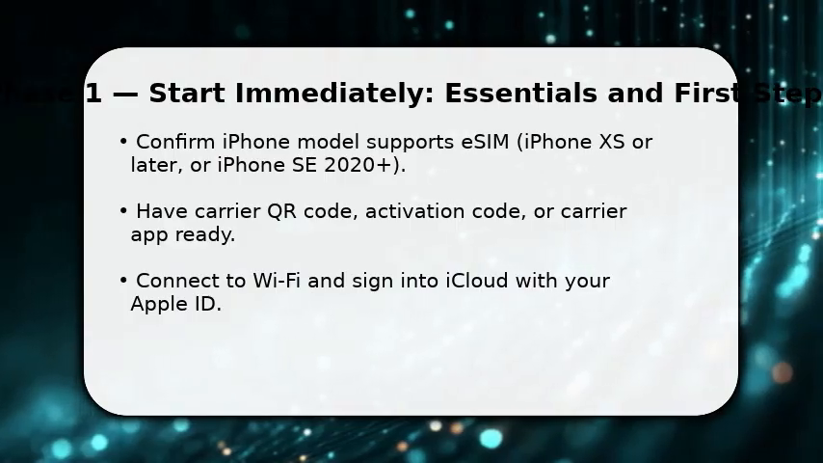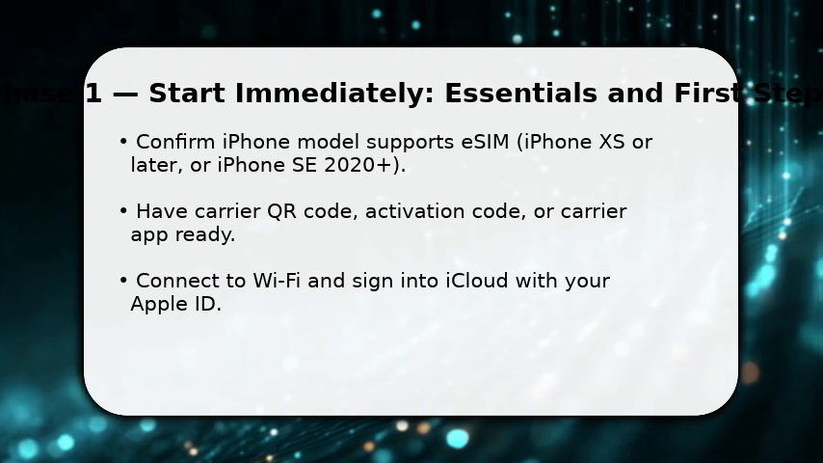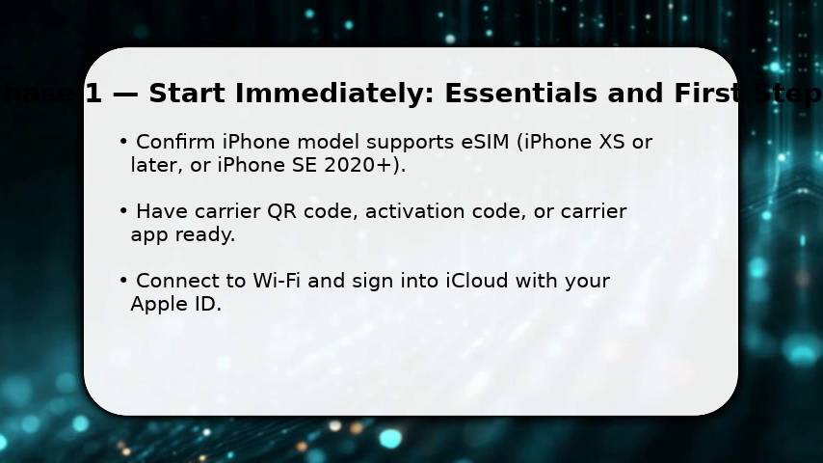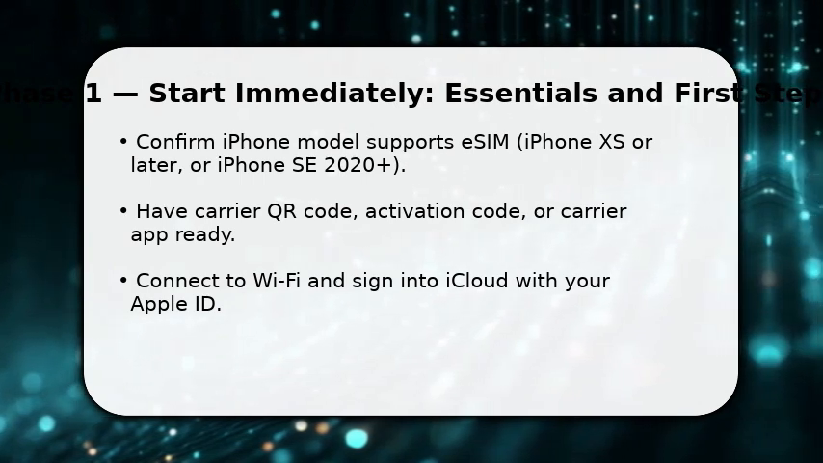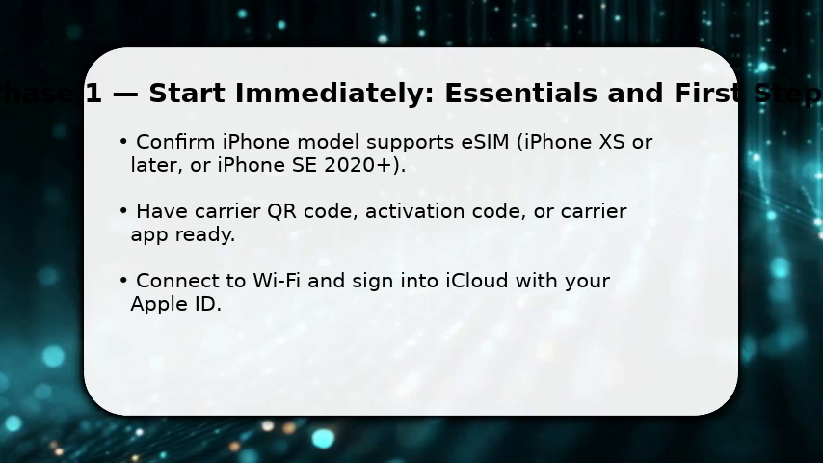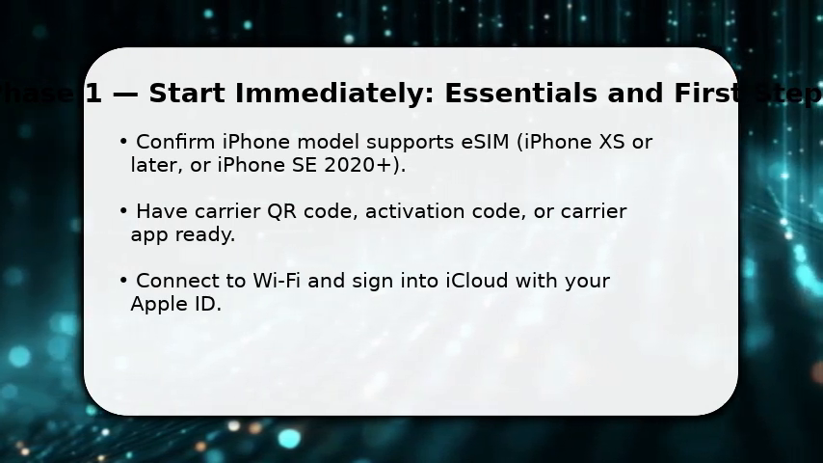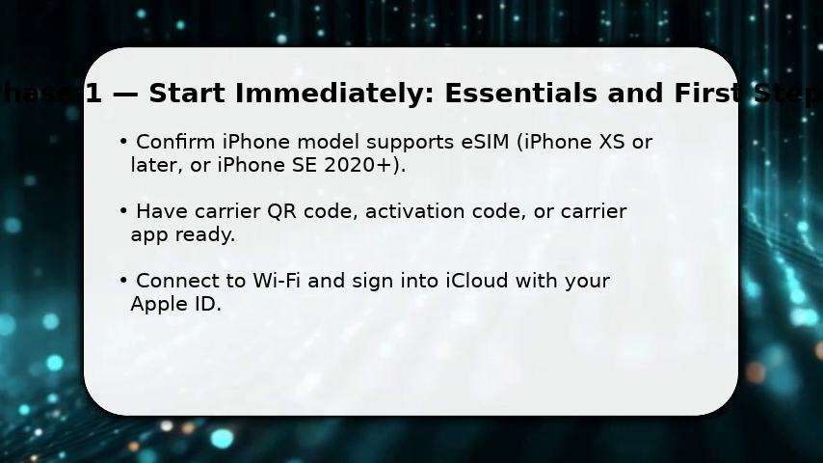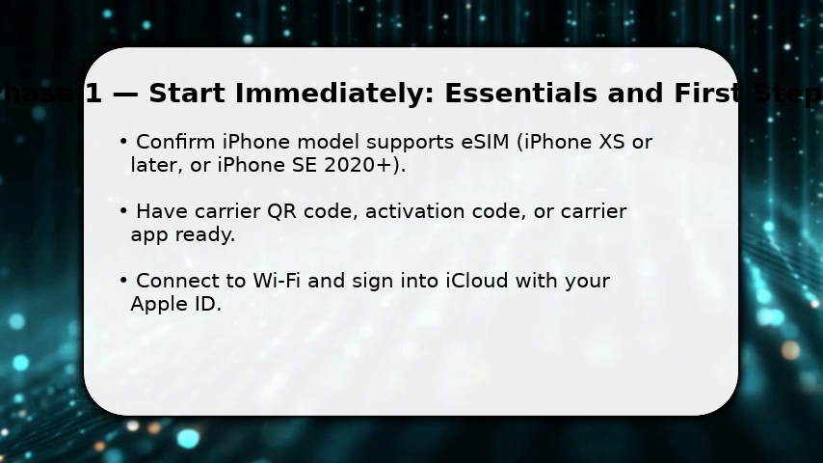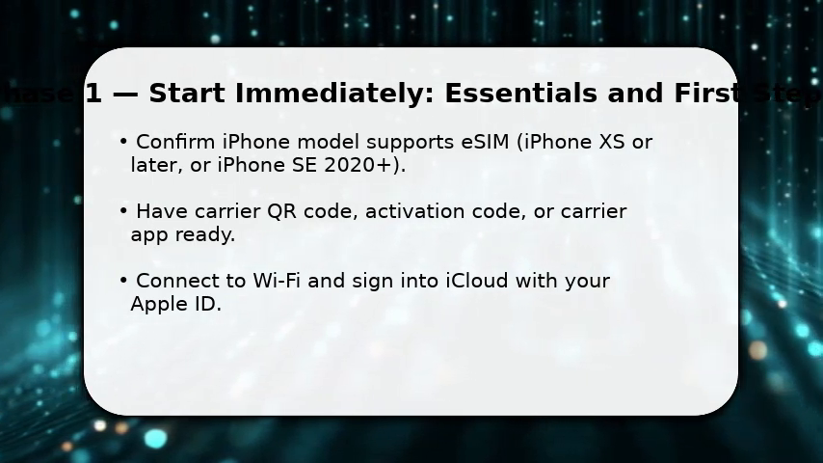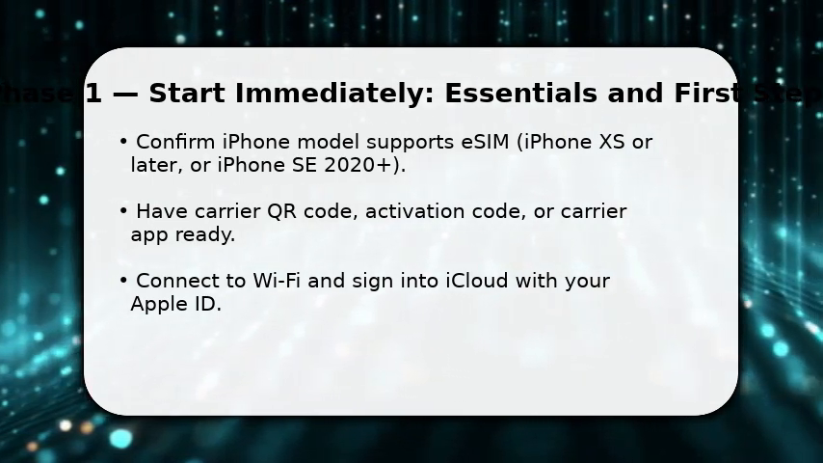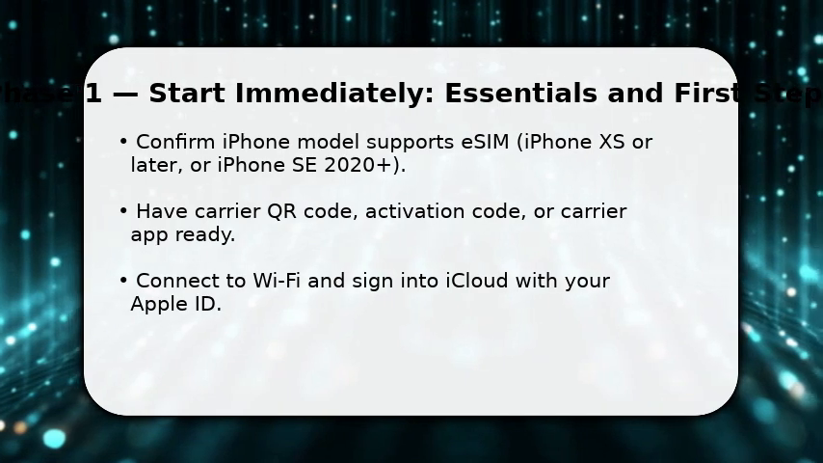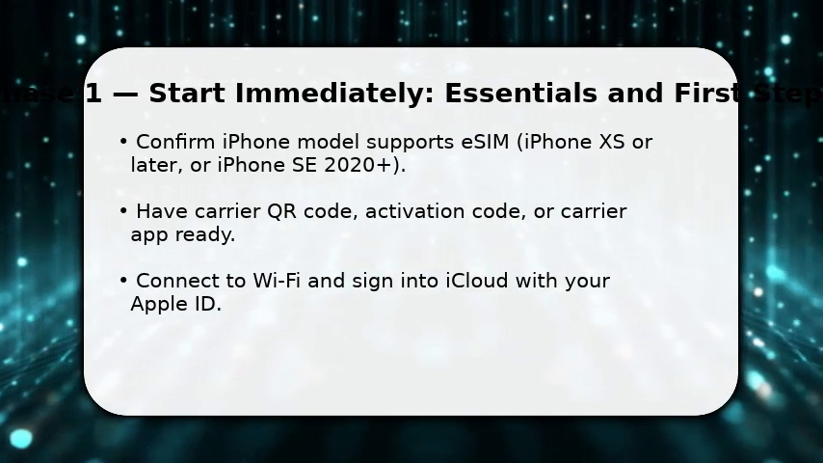You begin by confirming compatibility and gathering what the carrier sent: a QR code, numeric activation code, or the carrier app. Once you have those, make sure Wi-Fi is active and you're signed into iCloud. This prevents activation hiccups. Next, open Settings and tap Cellular, then add Cellular Plan to start scanning or enter details. Do this now so the phone can request network provisioning. It's the first actionable step toward assigning the electronic SIM profile to your device.